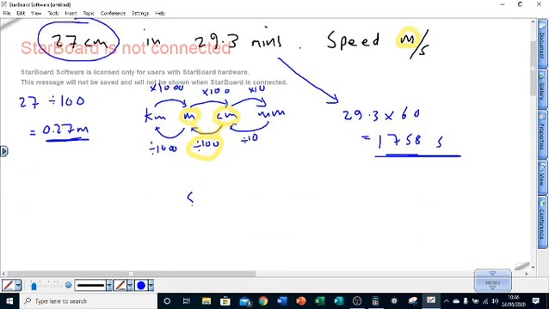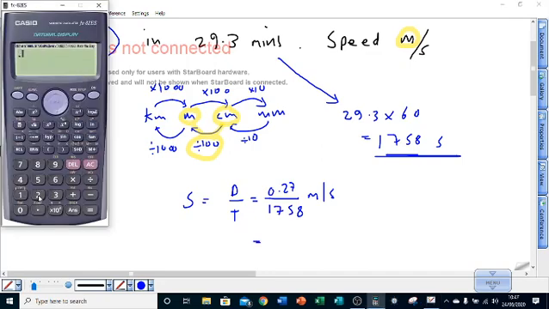Now we know that speed is equal to distance over time. And if we want the answer to be in meters per second, this needs to be in meters and this needs to be in seconds. Well, I've converted them, so it is the equivalent of 0.27 divided by 1758. So my final answer for the speed of that particle would be 0.27, divided by, so per, that's what that line means, 1758, and that equals that, which you should know is a standard form number.